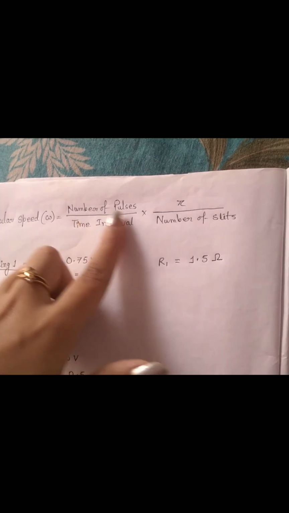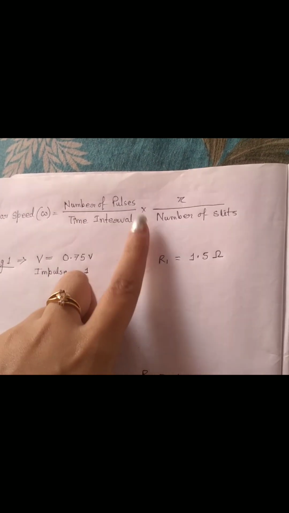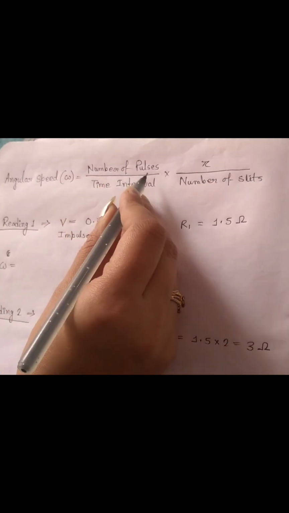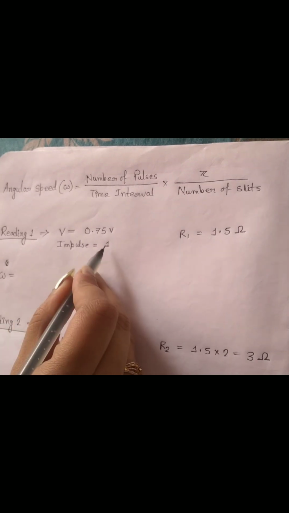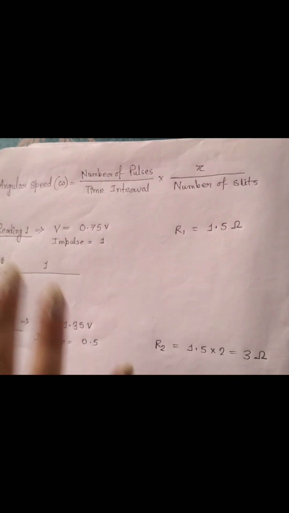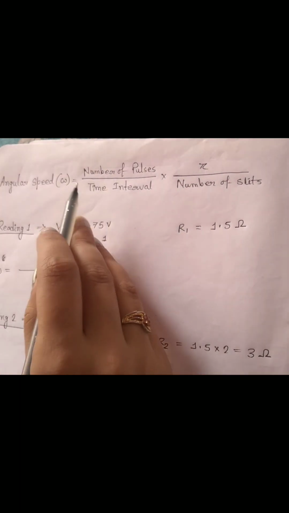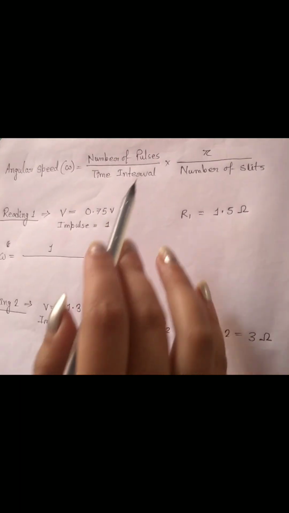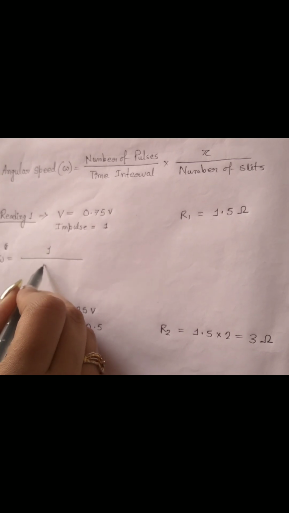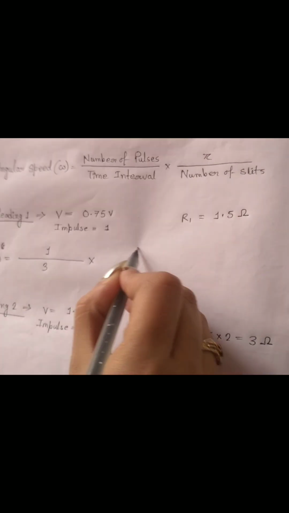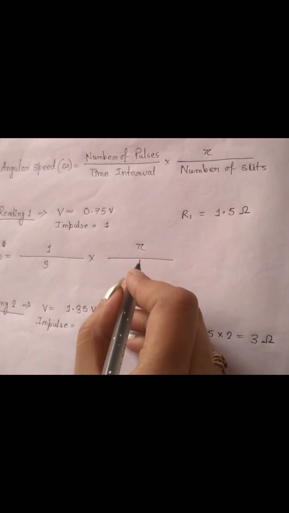Our working formula is: angular speed equals number of pulses divided by time interval, into pi divided by number of slits. For reading 1, the number of pulses, which means the impulse, is 1, divided by the time interval. In the experiment, we turned on the machine for 3 seconds, so for every reading we will take the time interval as 3 seconds. So 1 by 3 into pi by number of slits. The number of slits we inscribed on the CD is 1.